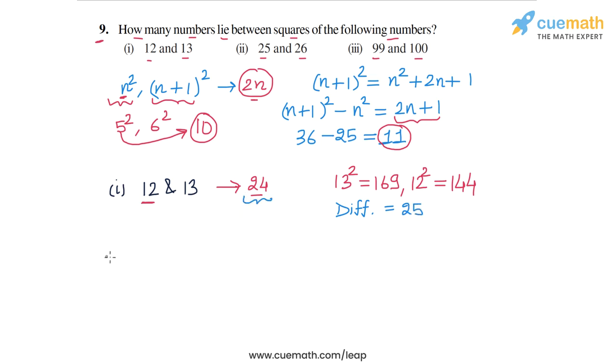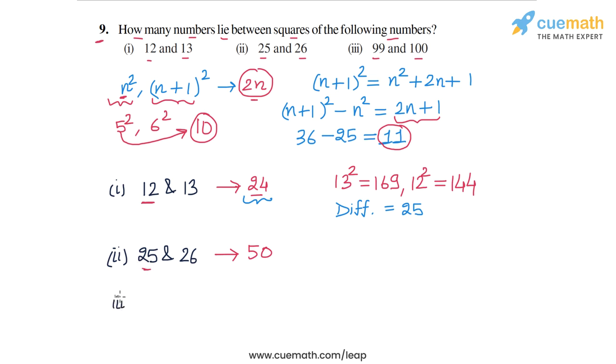The difference between these two numbers is 25, and this means that the number of numbers lying between them is 24. Similarly, in part 2, we have to find the number of numbers lying between the squares of 25 and 26. The smaller of these numbers is 25. So we simply take the double of this. So we get 50. So we will have 50 numbers lying between 25 square and 26 square.